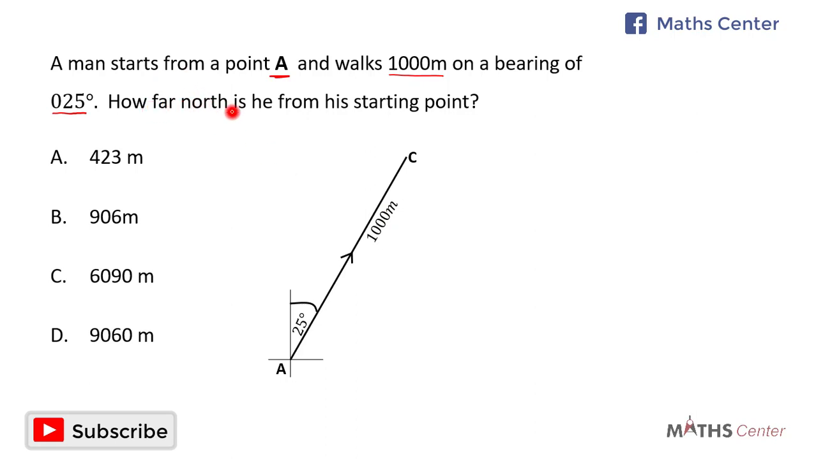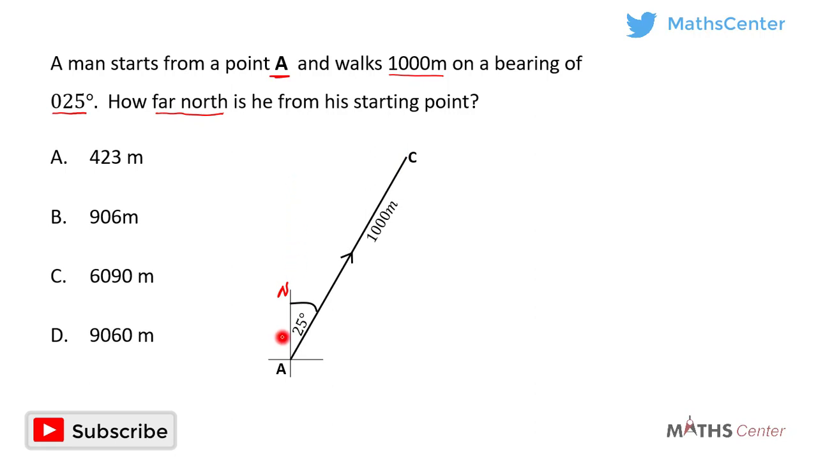The question wants us to find how far north is he from his starting point. What this means is that the question wants us to find the distance at which the man will be on the same level as point C if he had moved in the northern direction. This is the north of point A. So the question wants us to find the distance that it will take the man to be on the same level as point C if he had moved in the northern direction.